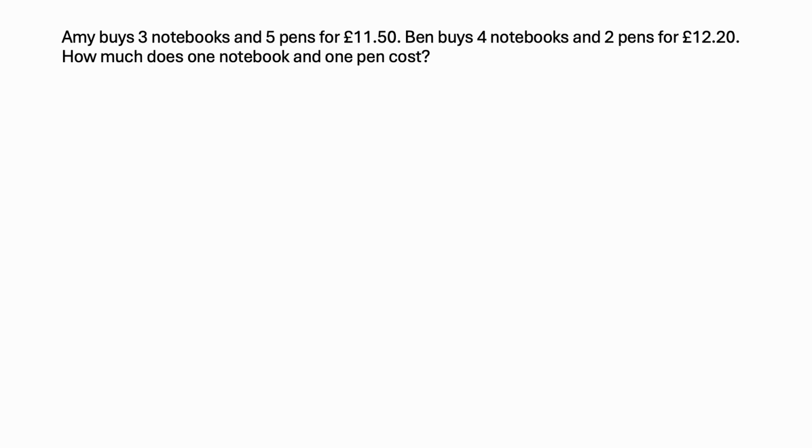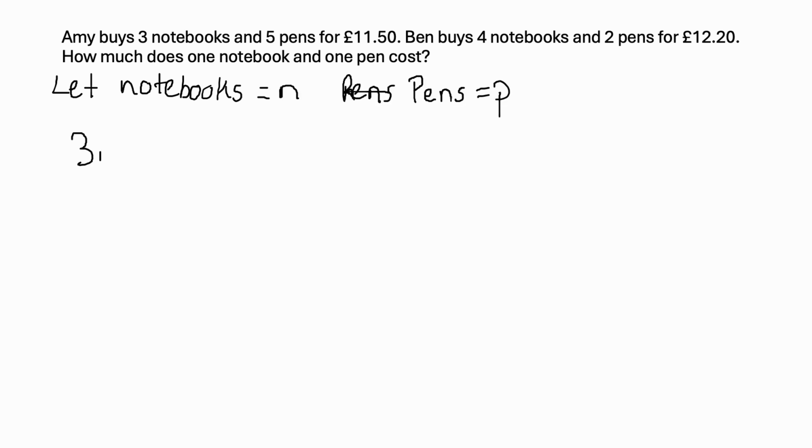So we've got this wordy question here. Amy buys 3 notebooks and 5 pens for £11.50. Ben buys 4 notebooks and 2 pens for £12.20. How much does 1 notebook and 1 pen cost? So we're going to say let notebooks be N, pens be P. So 3N plus 5P is equal to £11.50. Good. And 4 notebooks and 2 pens is £12.20.